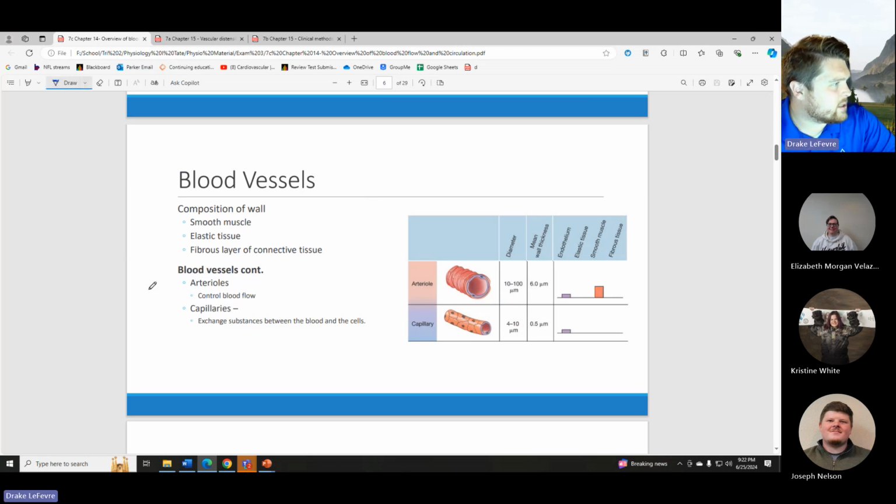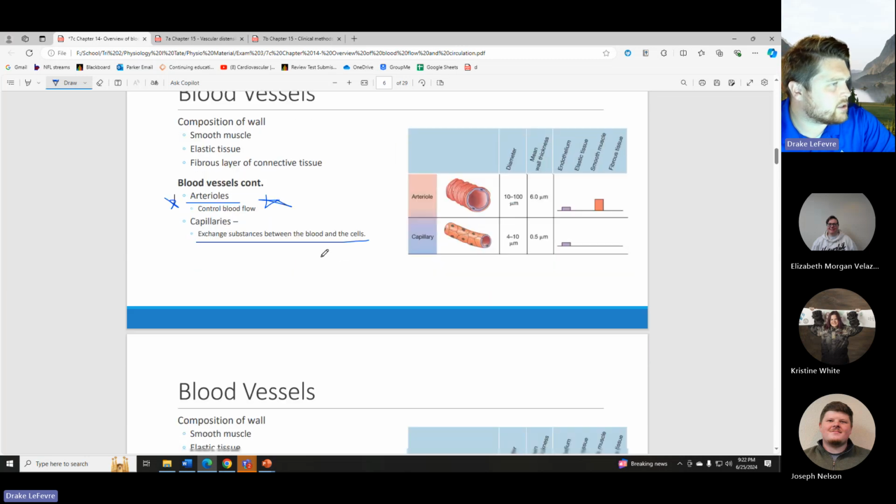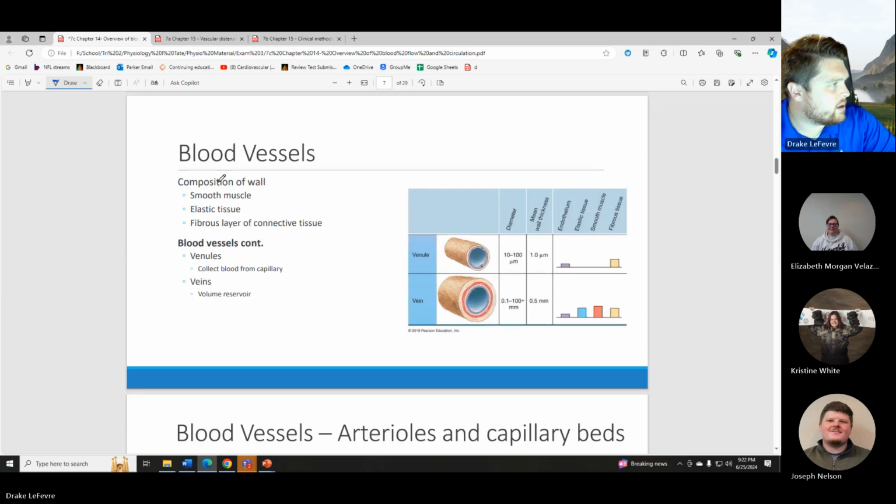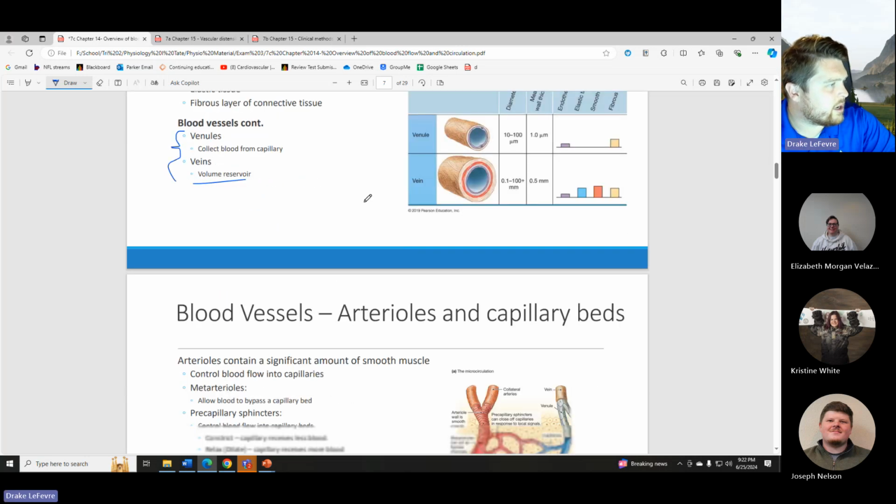Big thing. This is always on the test. What controls the blood flow? The arterioles control the blood flow. Capillaries are where all of the exchange occurs. Here's the veins, venules and veins, and what they do.